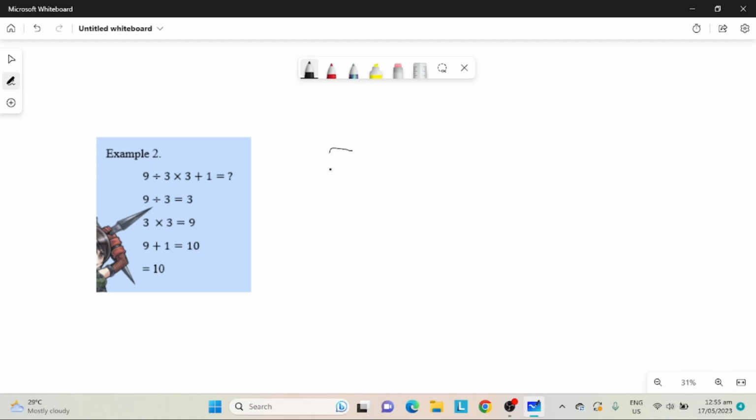So first things first, 9 divided by 3 is equal to 3. And then 3 times 3 is equal to 9. 9 plus 1 is equal to 10.